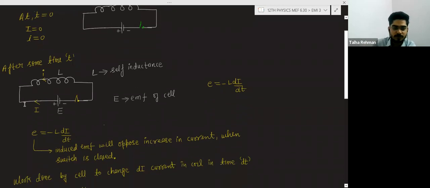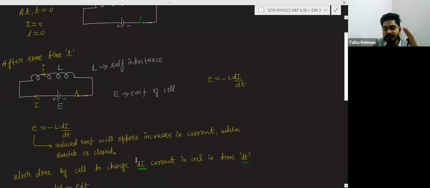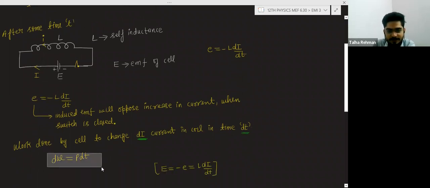Work done by the cell to change the current by di in the coil in time dt. Suppose for a small interval of time dt, there is a change in the current in the inductor, di. As you have just closed the switch, the current starts changing. So we are supposing for a small time dt, the change in current is di, and to change that current, the work done is given by P into dt.